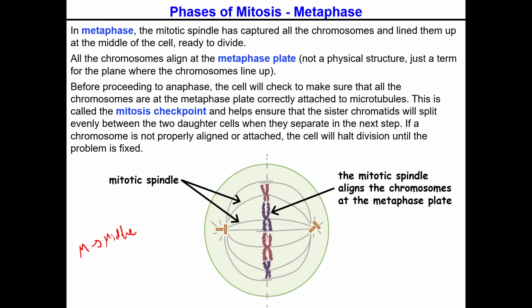Just like all of these are going to line up in the middle of the cell, ready to be pulled apart. So when they all align in the middle here, this is going to be known as our metaphase plate. Now, this isn't necessarily a physical structure. It's just a term that we use where all the chromosomes line up. Now, we have our mitotic spindles attached, and they're going to get ready to be pulled apart. Okay, so again, that's going to be really important because we're trying to separate these out so we have two identical cells.